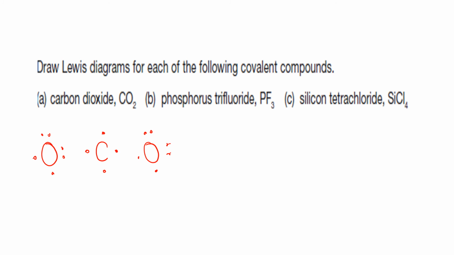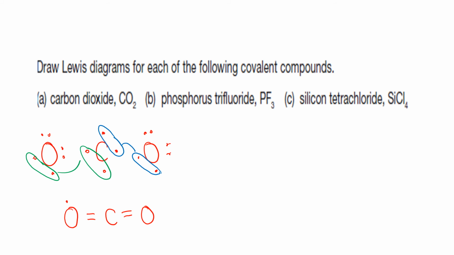Then we are going to need to do some sharing. These 2 are going to share with these 2, and these 2 are going to share with these 2. When we rewrite this out, we're going to have carbon sharing 2 pairs of electrons with oxygen, and on the other side it's also sharing 2 pairs of electrons with oxygen, and then each oxygen has 4 electrons that are left by itself.